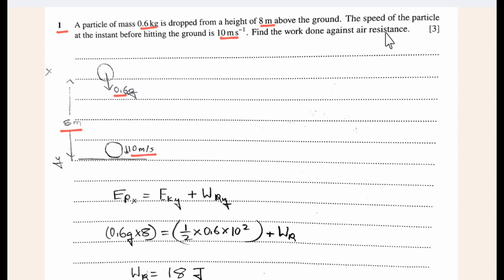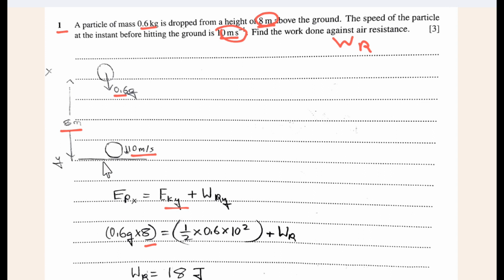Find the work done against resistance. We know the speed, so we can calculate the kinetic energy. We also know the height, that is 8 meters, so we can easily calculate the gravitational potential energy. So we can use the energy method to solve this.